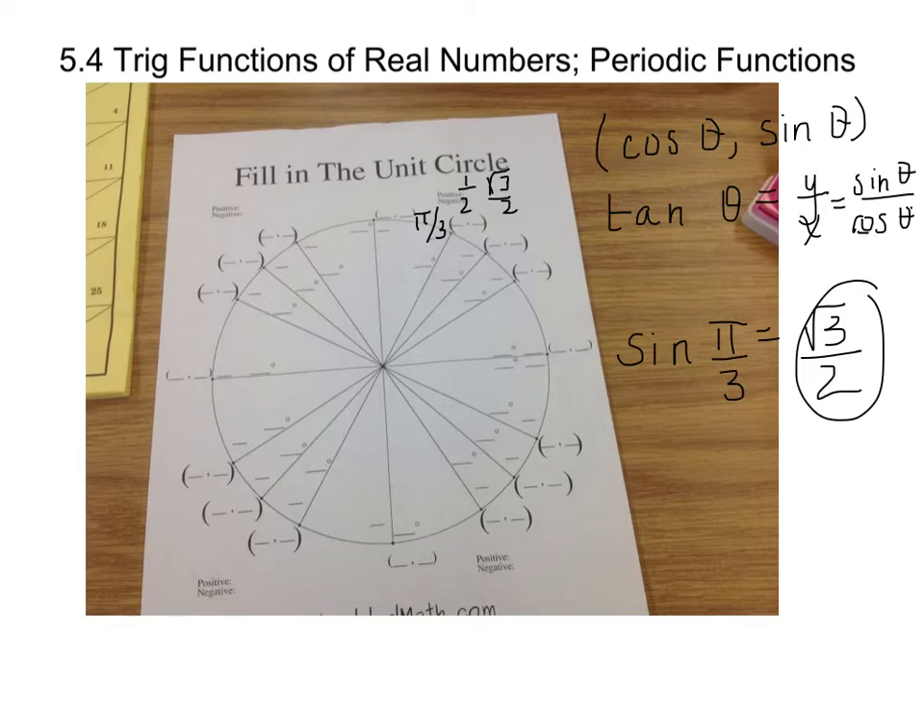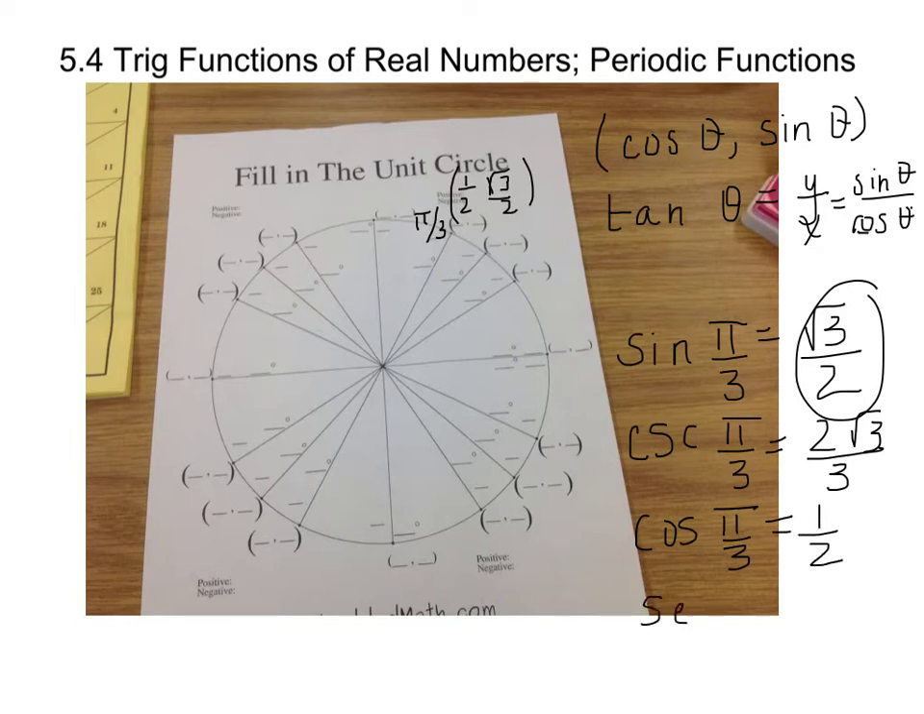If they ask you to find all trig values, for example, all 6 of those, if you have sine, you know that you have cosecant, because it's the reciprocal, but you have to make sure you rationalize it. If you have cosine, then you know you have secant, which is a reciprocal. And then, of course, tangent. Most of you all filled out the tangent, which in this case will be square root of 3.